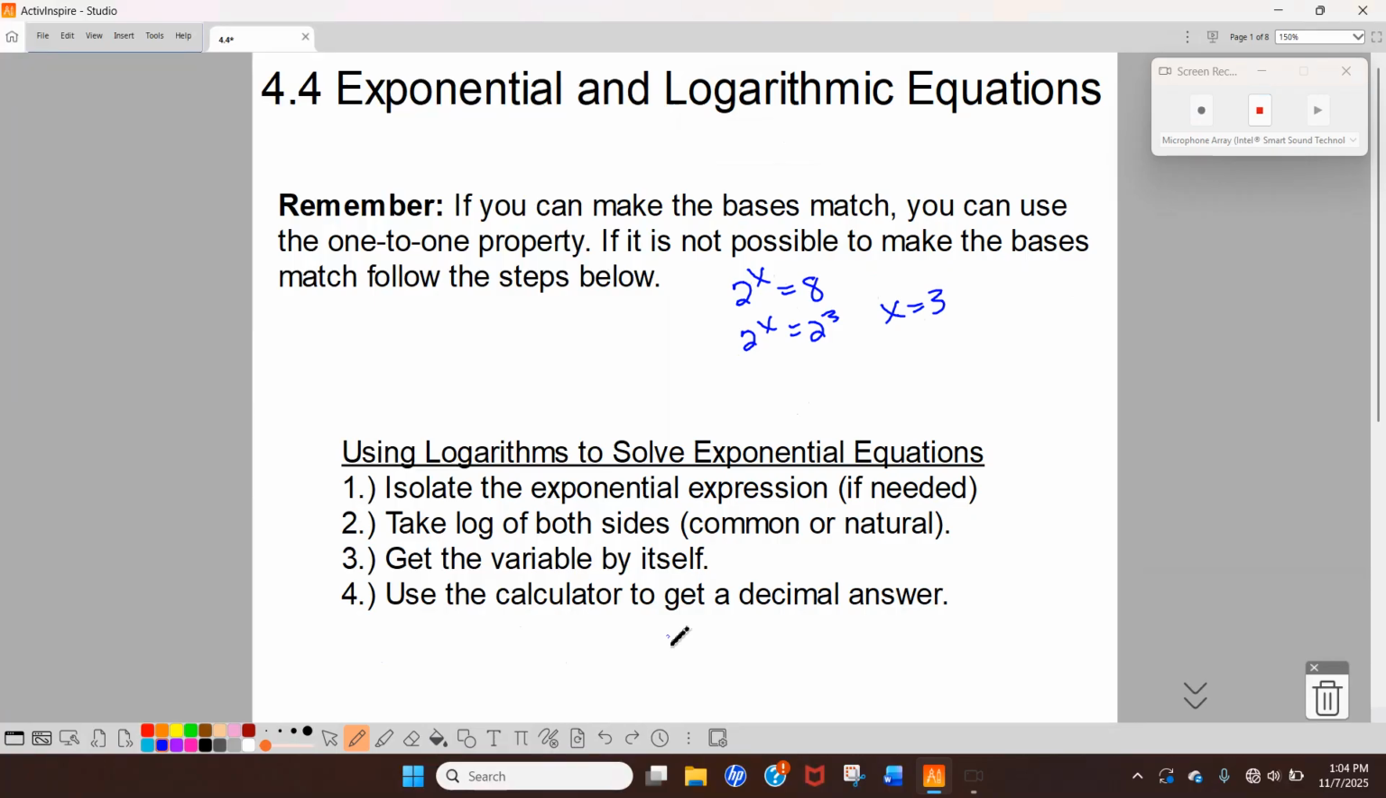Once you've taken log of both sides, you should have something that looks not necessarily normal because it's going to have a log in it, but you should be able to get the variable by itself and then use your calculator to get a decimal answer.